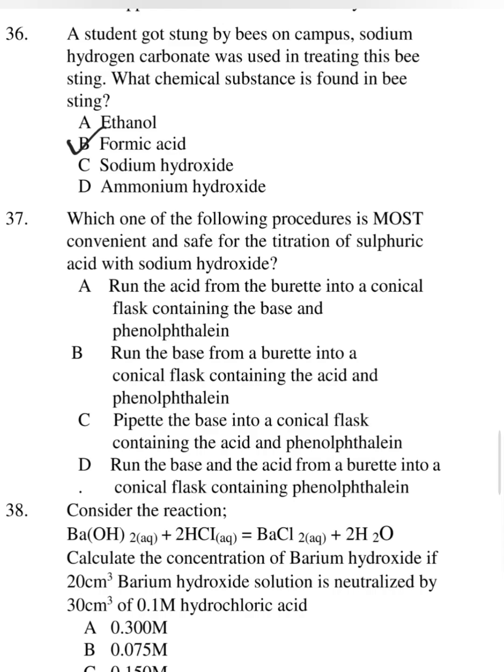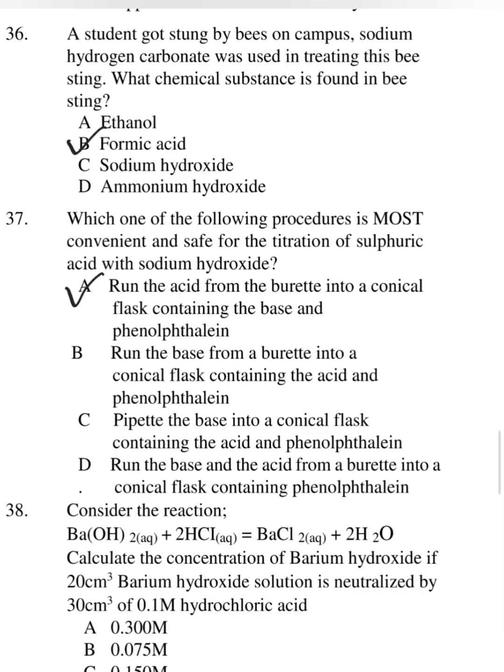In number 37, which one of the following procedures is most convenient and safe for the titration of sulfuric acid with sodium hydroxide? A. Run the acid from the burette into a conical flask containing the base and phenolphthalein. B. Run the base from the burette into a conical flask containing the acid and phenolphthalein. C. Pipette the base. D. Run the base and the acid from the burette into a conical flask containing the phenolphthalein. Usually the safest way is A. Running the acid from the burette into the conical flask containing the base and the indicator is usually the safest way of doing titration.